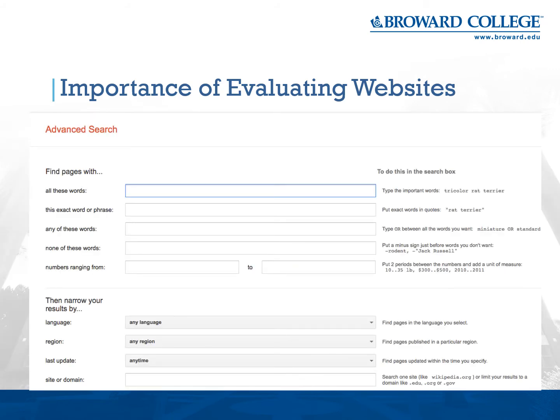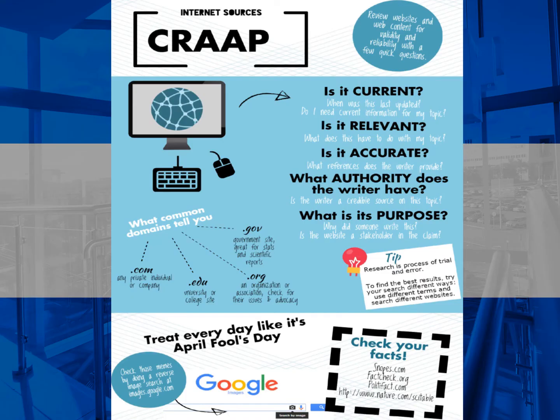Here is a way for you to evaluate websites in terms of how to find them by exact words or phrases, and how to narrow down your search so that you find more accurate sources. So there's something at Broward called the CRAAP test, or the CRAP test.